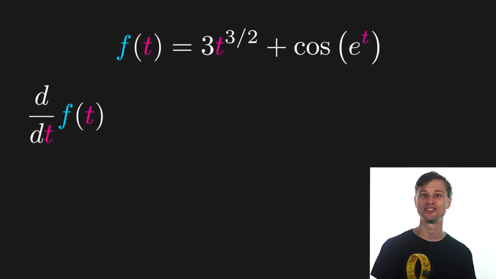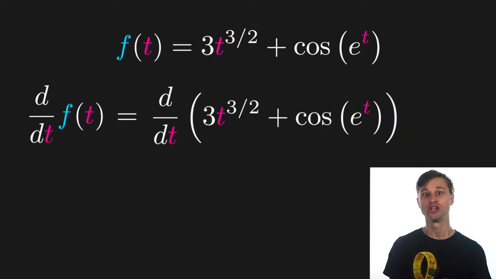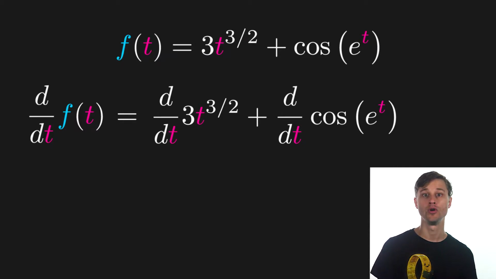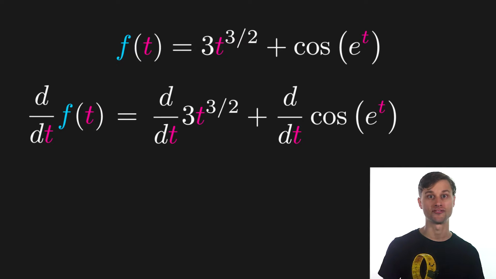The first thing I want to do is use the summation property of derivatives to break these two functions into two separate derivatives. So I'll have one derivative for 3 times t to the 3/2 power and one derivative for the cosine of e to the t power. Let's start with 3 times t to the 3/2 power.